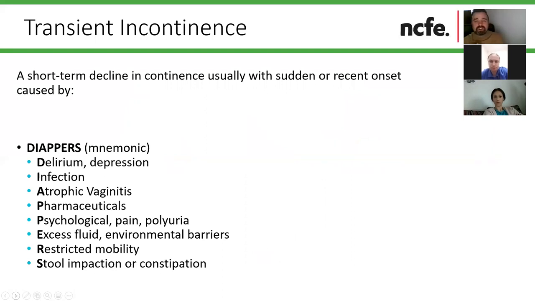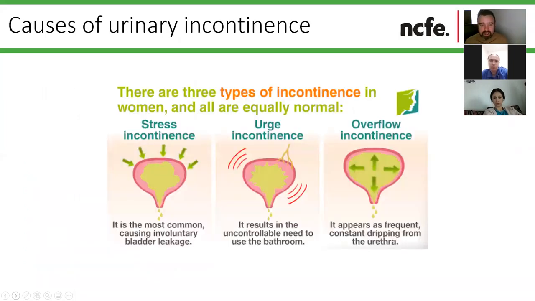Short-term decline for continence, usually sudden or recent onset, is caused by, so your DAPers, delirium or depression, so I just can't be bothered to go, or I've got that onset confusion. Infection, so if we have an infection, sometimes that makes us leak because we just don't know. Medication, pain, excessive fluid, not being able to move, or impacting constipation. So they're just the sudden reasons why we could start to become incontinent.